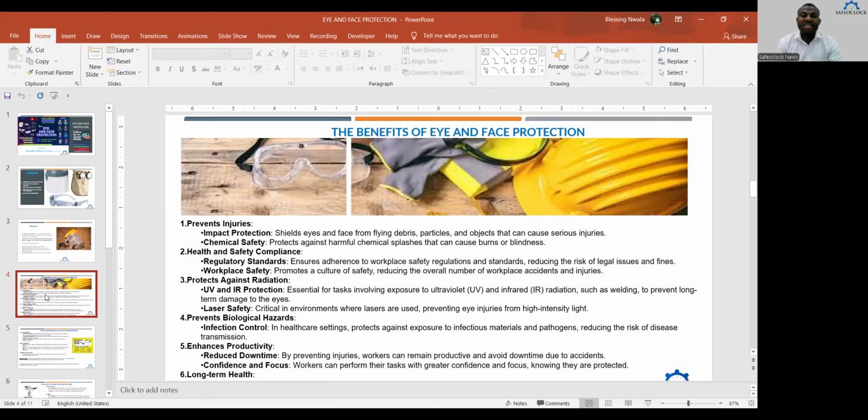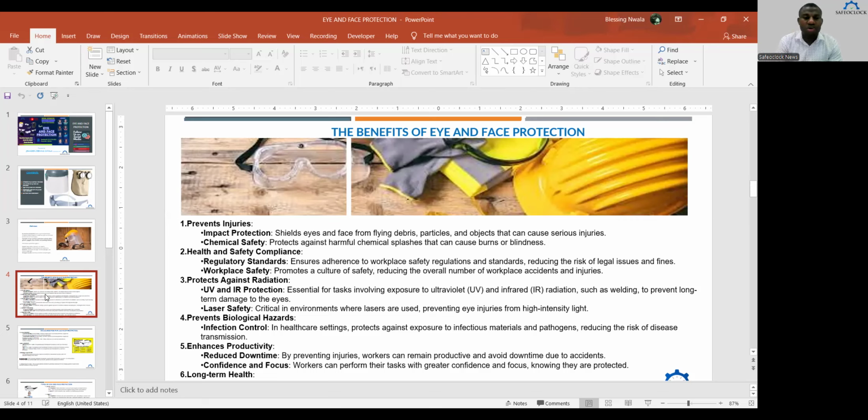It protects also against radiation. Certain types of face and eye protection are designed in a way that they are able to protect us from UV and IR radiation. For example, during welding, a face shield can help to protect the worker from these types of radiation. It also provides protection against laser. There are certain types of safety glasses designed to protect against penetration of laser beams.